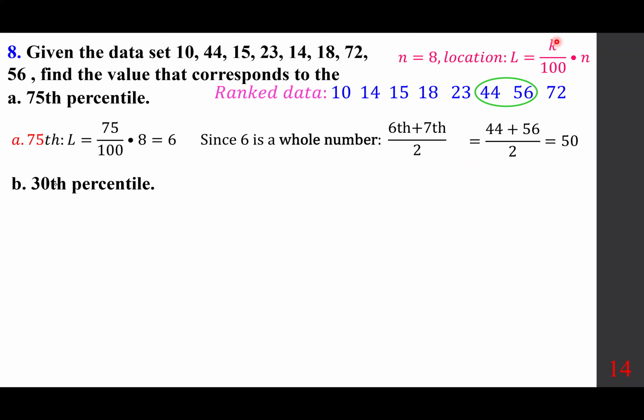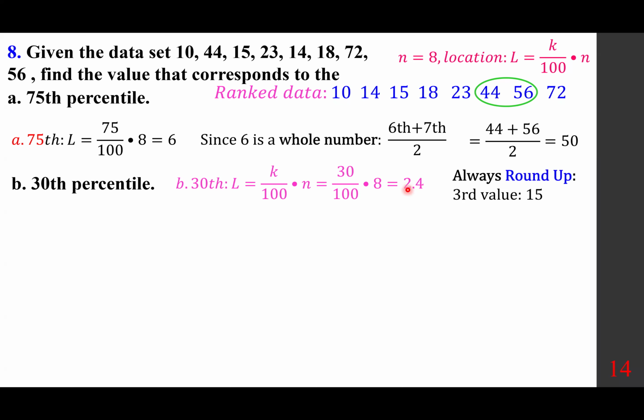30th percentile, we do exactly the same thing. Here we replace the K with number 30, or just say 0.3 times N, which is 8. 0.3 times 8 gives you 2.4, or 30 over 100. So the 2.4th piece of data. Anytime you don't have a whole number, you must round up. It doesn't matter if it's 2.1, 2.2, 2.9. It becomes the third one. You always round up to the nearest whole number.